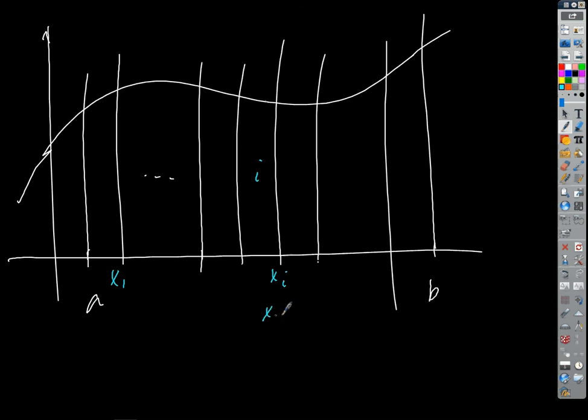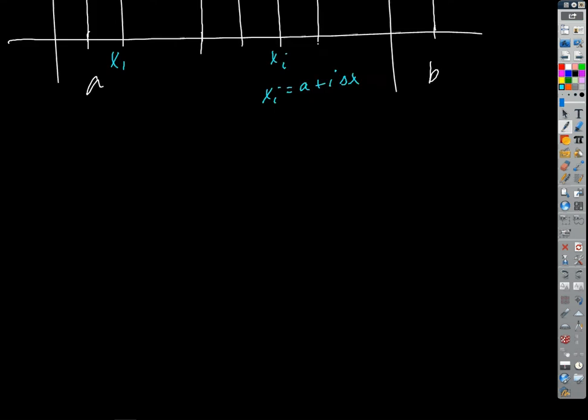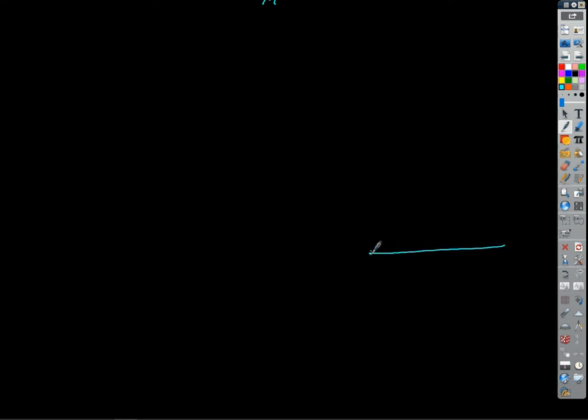And what was x sub i? x sub i was just a plus i delta x, right? Okay. So if I wanted to find the area of the ith trapezoid, well, first of all, let's remember what the area of a trapezoid is. We usually draw our trapezoids in geometry like that, right? If these are the parallel sides, what do I call those? The bases, right? So we could call this b1 and b2.